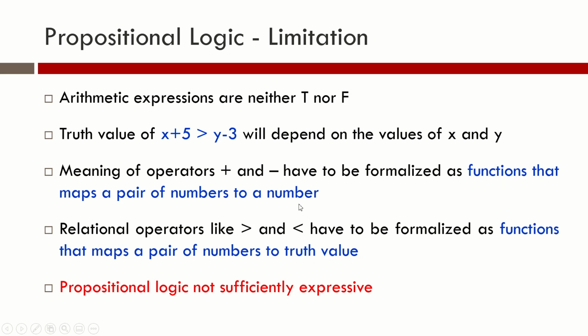So, we need functions in order to represent arithmetic operators like plus and minus, and these functions will map a pair of numbers to a single number. So, to represent an addition, the input will be a pair of numbers, say 1 and 5, and the output will be a single number which is 6. Similarly, in the case of relational operators like greater than, less than and so on, to formalize this we need functions that map a pair of numbers to a truth value. Suppose we have a pair of numbers, say 7 and 1, and our statement is 7 greater than 1. The input will be the pair of numbers 7 and 1, and the output will be the truth value true, since 7 greater than 1 is true, right?